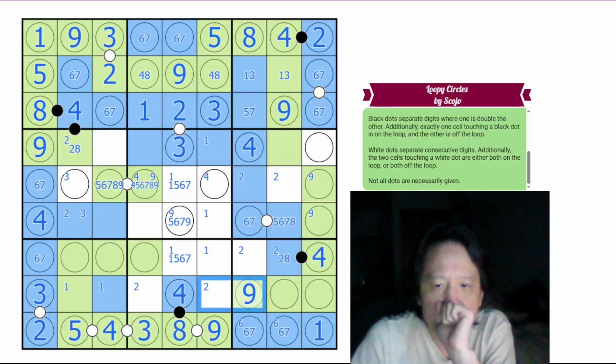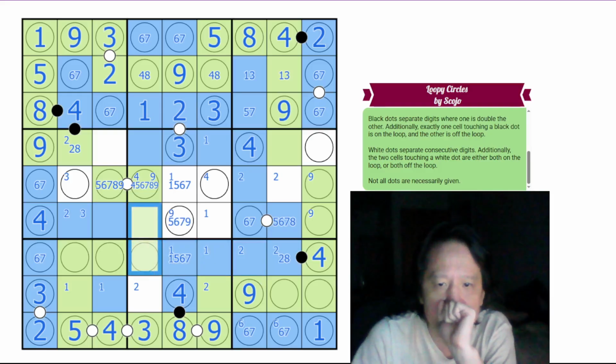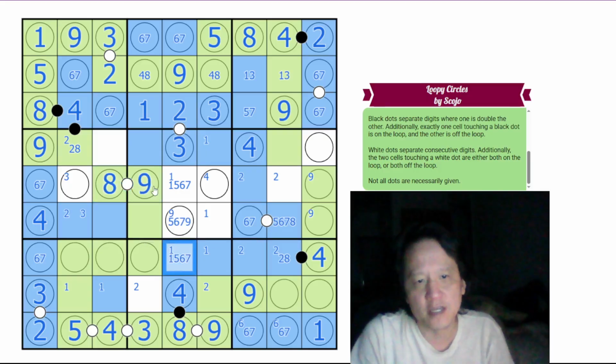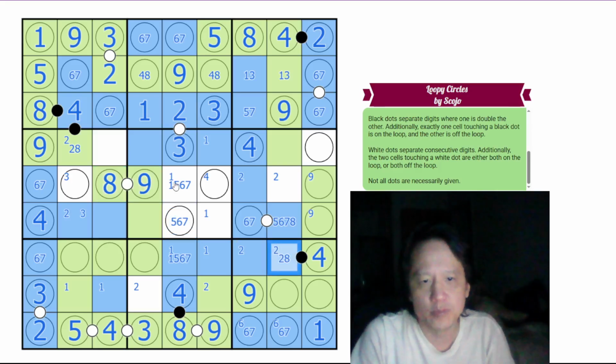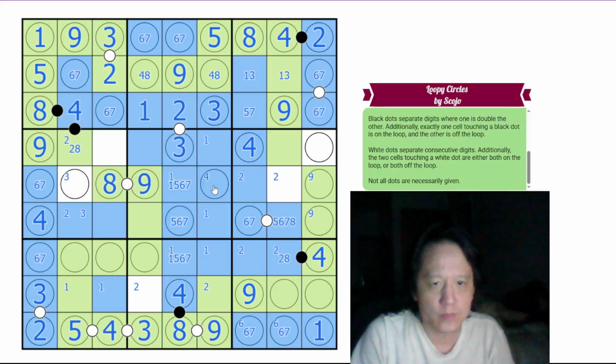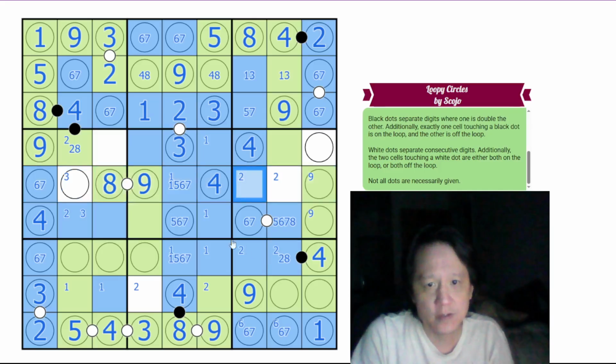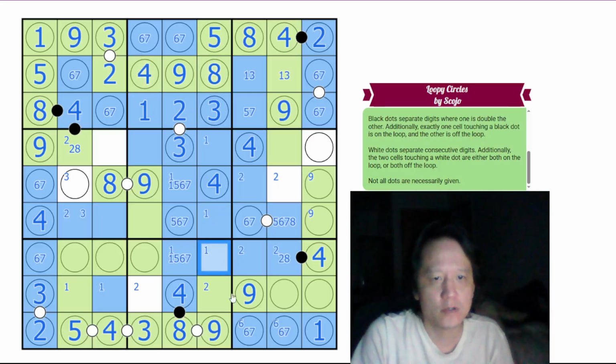This has to connect to here. So this is the loop. That means these cannot be on the loop because they would be considered touching itself. So this must go here, which forces this to be a 9. So this is 9, which makes this 8 to be consecutive because this can no longer be on the loop. So none of these are on the loop. This has to be a 4 because there's no other place for it in row 5. That means this an 8, which makes that a 4.